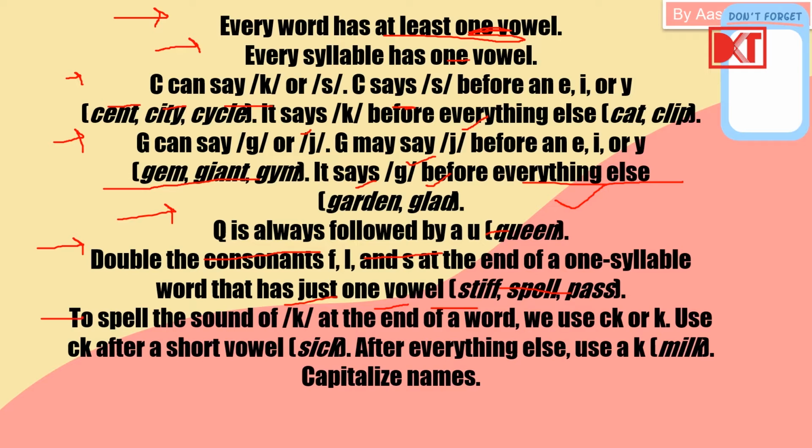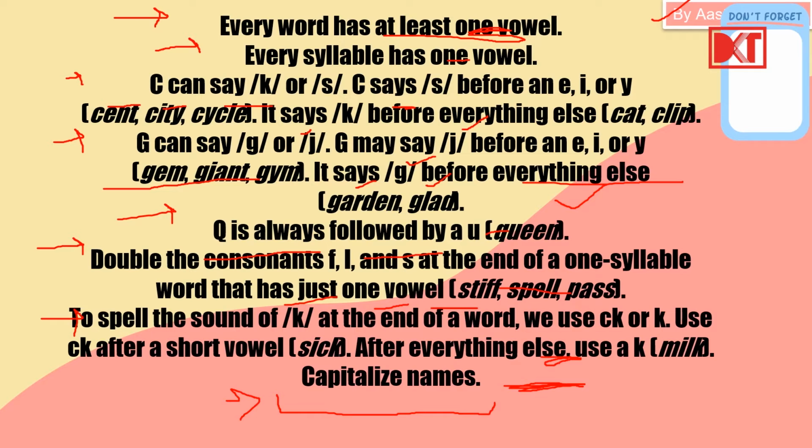Alright. Then spell the sound of K at the end of a word. We use either the CK sound or K sound. Here let's see. CK is used after a short vowel, like sick. But after everything else, we use K, like milk. Alright. And the other one, capitalized names, which I'm pretty sure you know, because names are proper nouns, so we capitalize them.